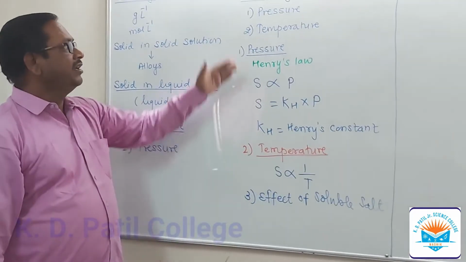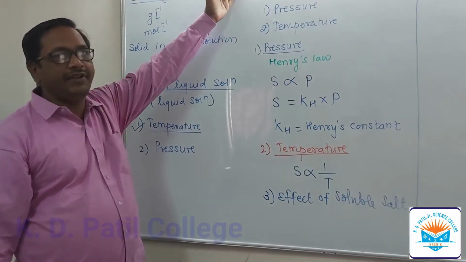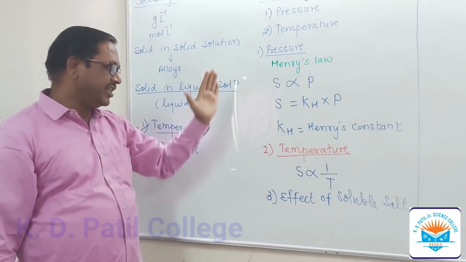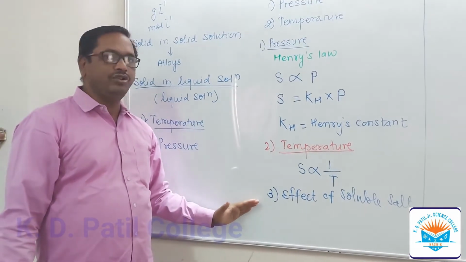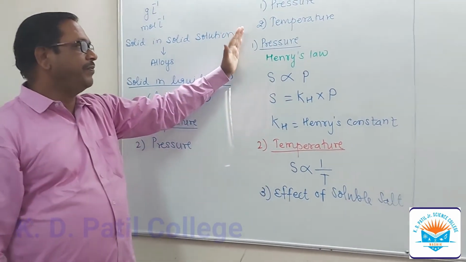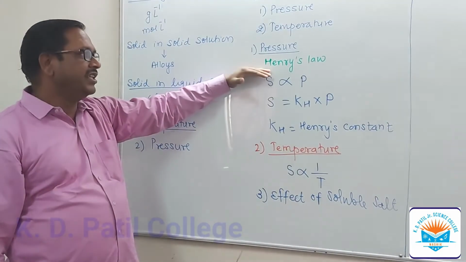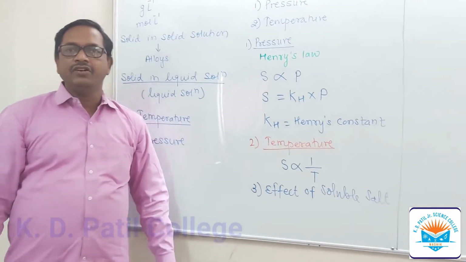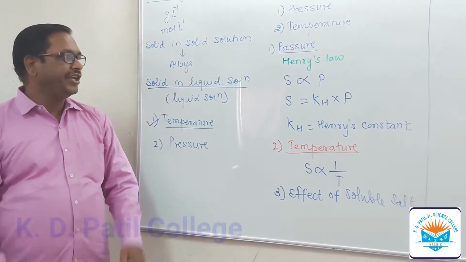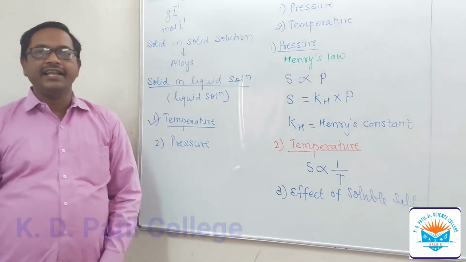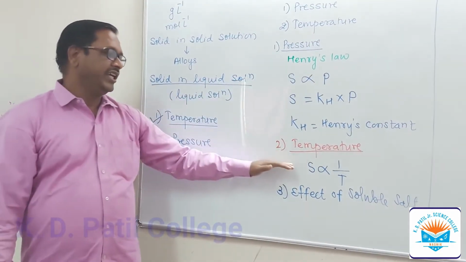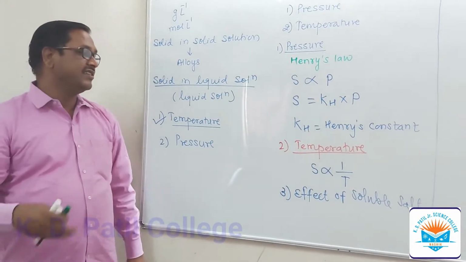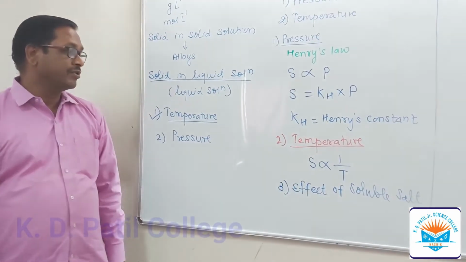In this way, the solubility of gas in liquid is affected by mainly three factors: pressure, temperature, and soluble salt. For the pressure term, Henry's law is given. Henry's law states that at any constant temperature, the solubility of gas in liquid is directly proportional to pressure, and for temperature, the solubility of gas in liquid is inversely proportional to temperature.